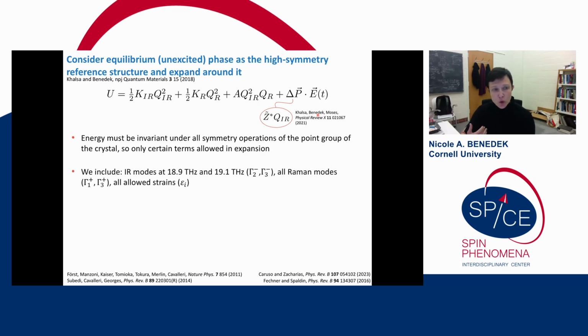So we include IR modes at 18.9 and 19.1 terahertz. There's two different symmetries. These are their irreducible representations. We include all Raman modes. So gamma 1 plus, this is a rotation about the 111 pseudo-cubic Perovskite axis. Gamma 3 plus is what's called the EG Raman mode in Andrea's paper, and we include all the allowed strains.